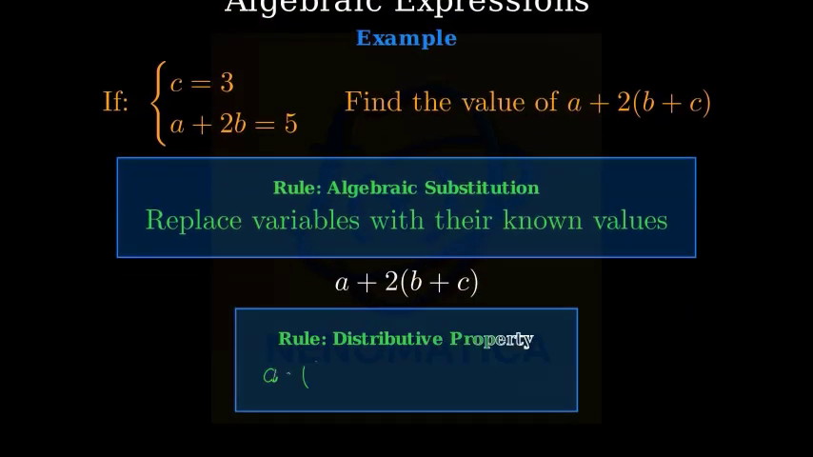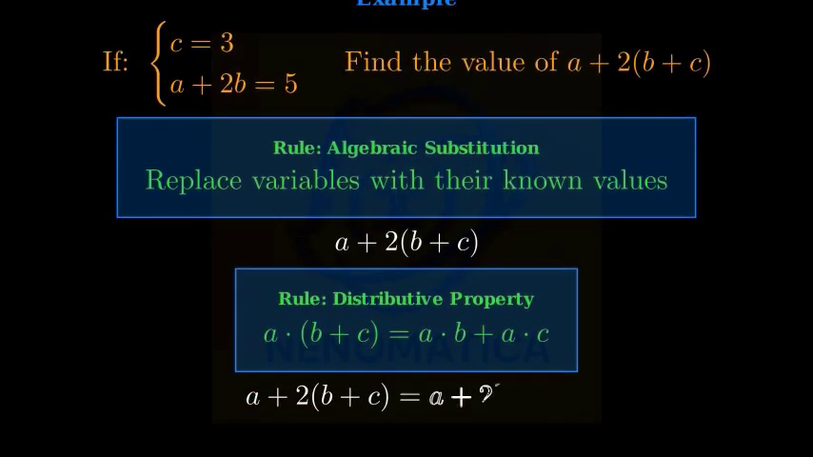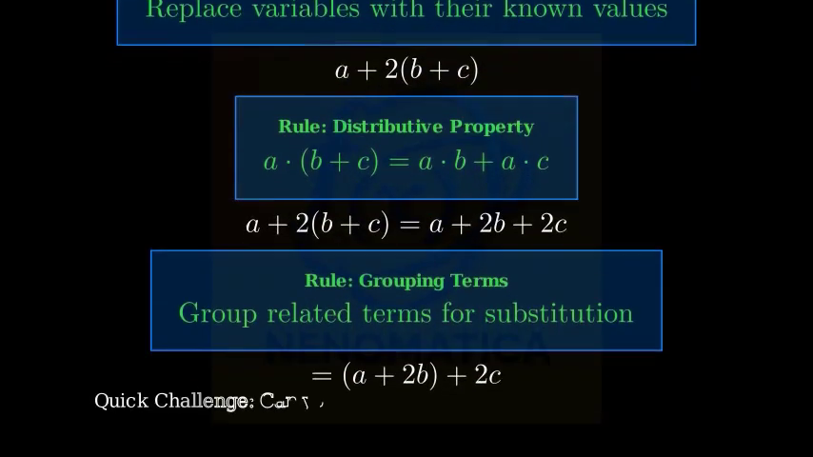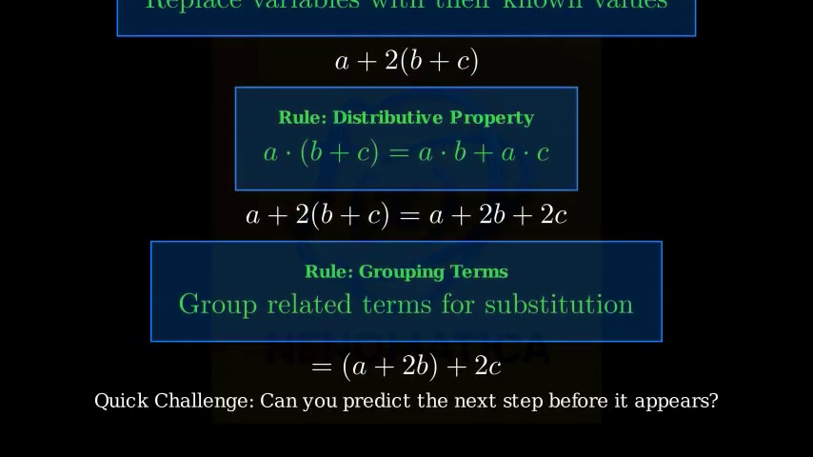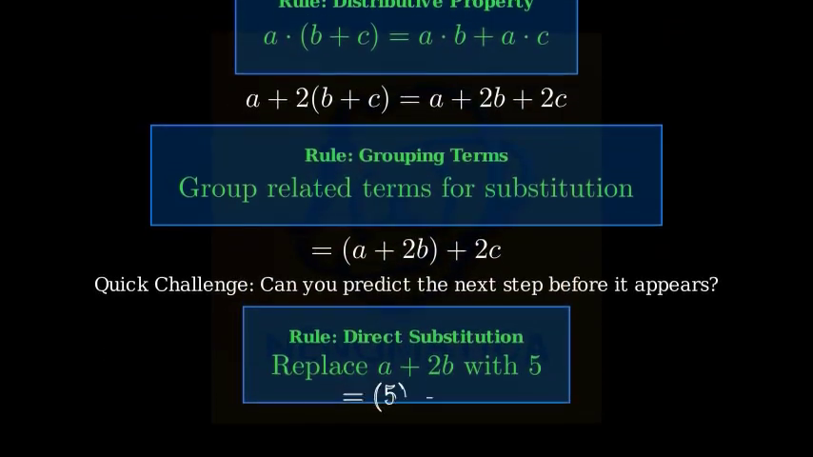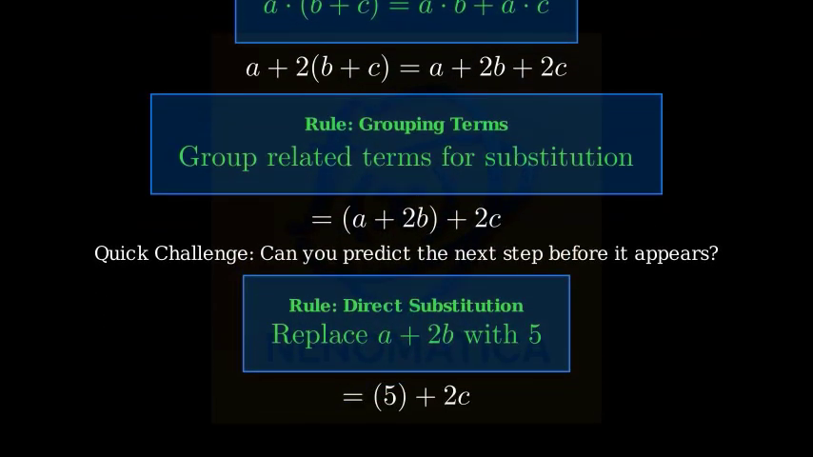Our first step is to expand the expression. Using the distributive property, we can rewrite a plus 2 times the quantity b plus c as a plus 2b plus 2c. Now let's regroup the terms. We'll group a plus 2b together, since we know this equals 5 from our given information. So we can substitute this into our expression.